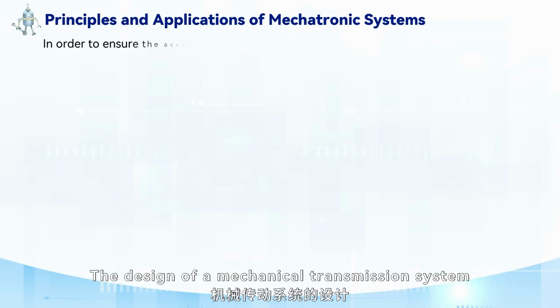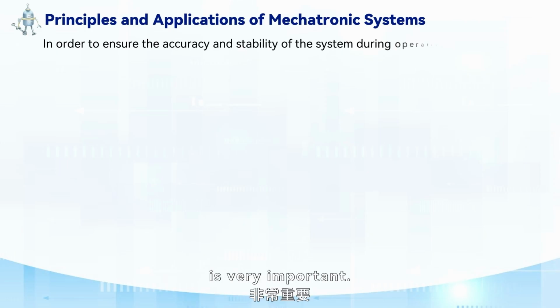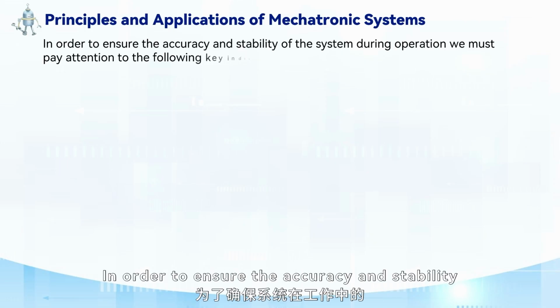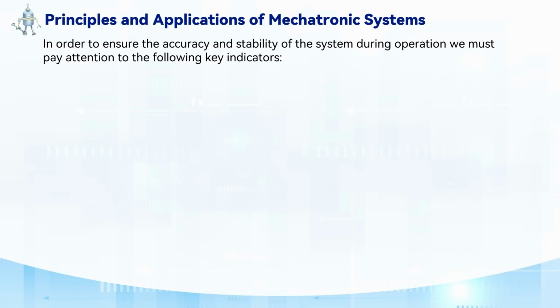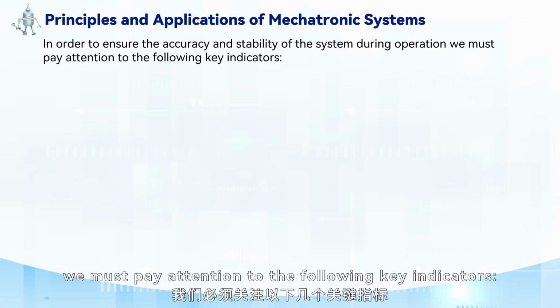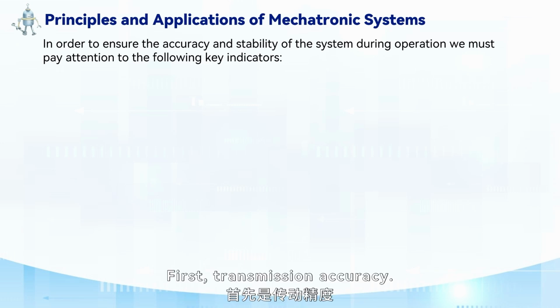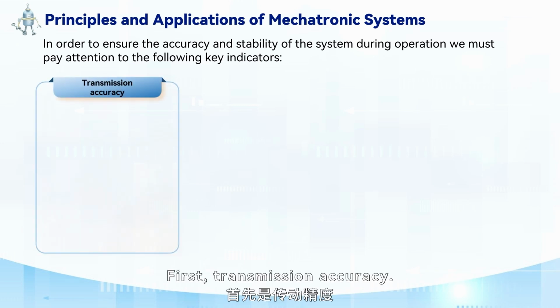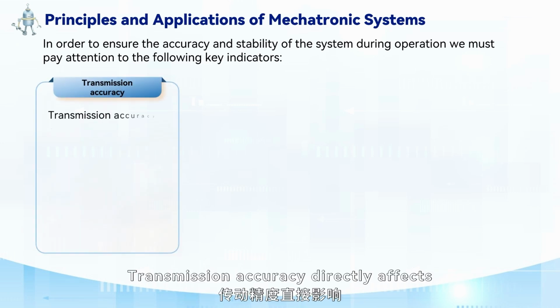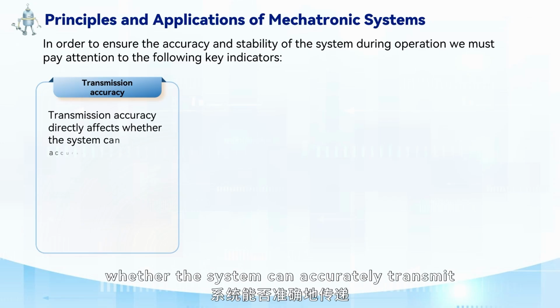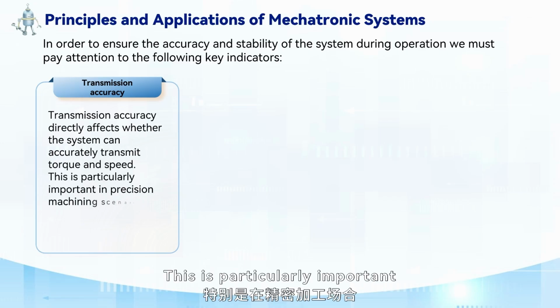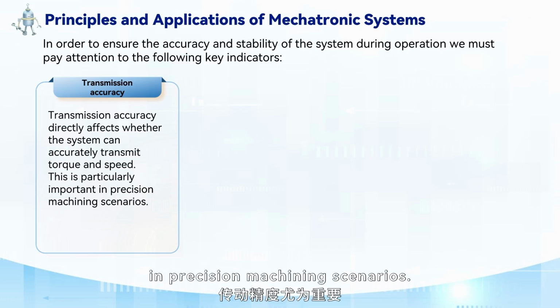The design of a mechanical transmission system is very important. In order to ensure the accuracy and stability of the system during operation, we must pay attention to the following key indicators. First, transmission accuracy. Transmission accuracy directly affects whether the system can accurately transmit torque and speed. This is particularly important in precision machining scenarios.